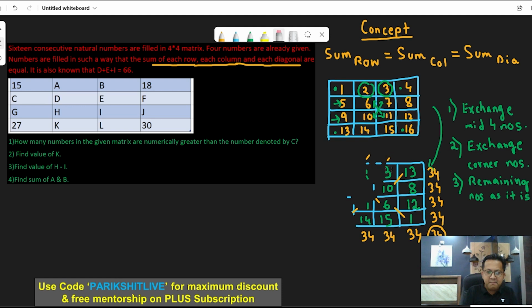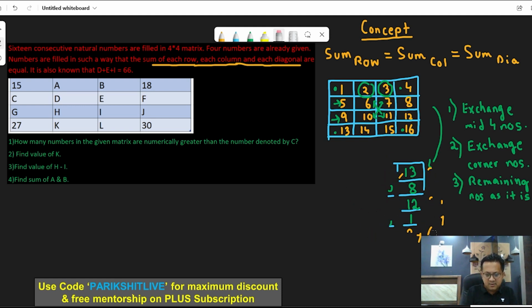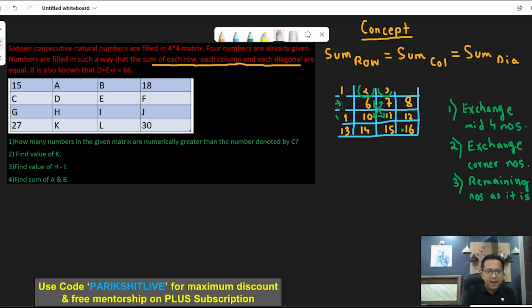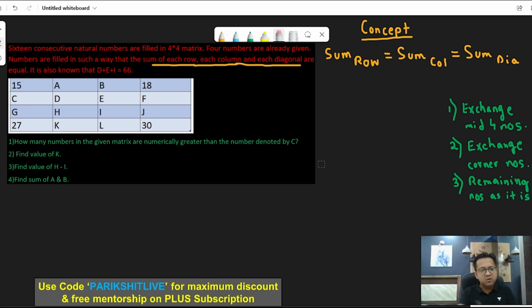I hope you remember the 3-step process which will work for any even number of cells in a matrix. So 4 into 4, 6 into 6, 8 into 8, all such matrices, it will work, right? Okay. Now let's go back to our question. In our question, you have certain numbers which are given to you. So let's first observe whether it's an even matrix. Absolutely it is. It is a 4 into 4 matrix, right?